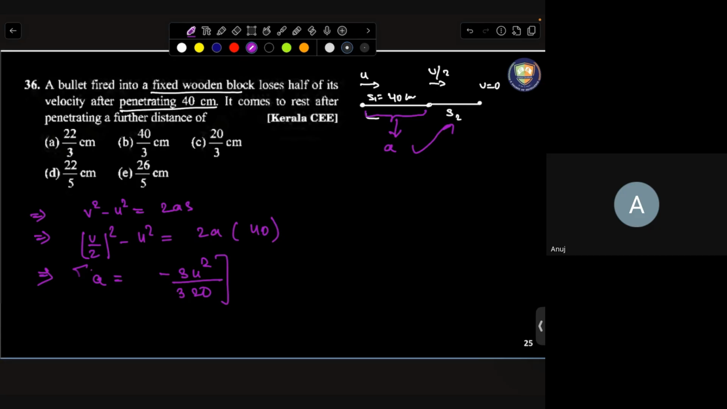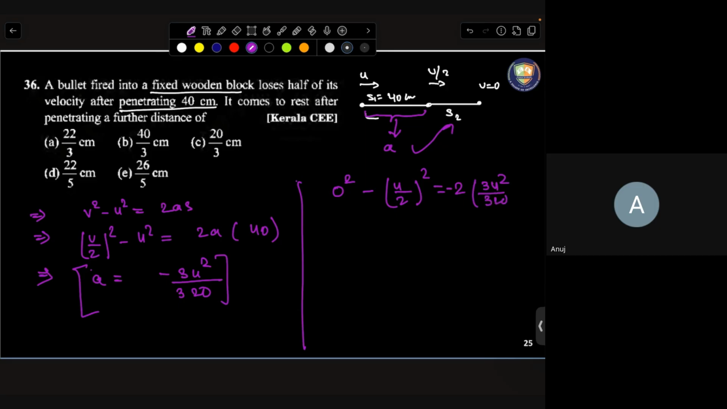Now we'll use this acceleration in the second part, where the final velocity is 0, that is v square minus u square, that is u by 2 whole square, is equal to 2as. A is what? Minus sign will be there because it's a retarding force. Minus 3u square by 320 multiplied by s2. U square will get cancelled. Both side minus sign will get cancelled. S2 you will be getting 40 by 3 centimeter. Okay, let's see the next one.